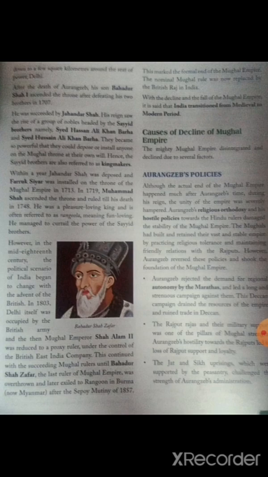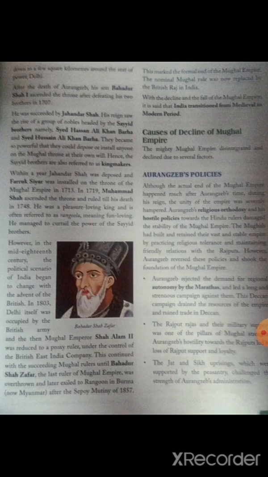Now, after this, points are given. First one, Aurangzeb rejected the demand for regional autonomy by the Marathas and led a long and strenuous campaign against them. This Deccan campaign drained the resources of the empire and ruined trade in the Deccan. In this way, he became an opponent of the Marathas.